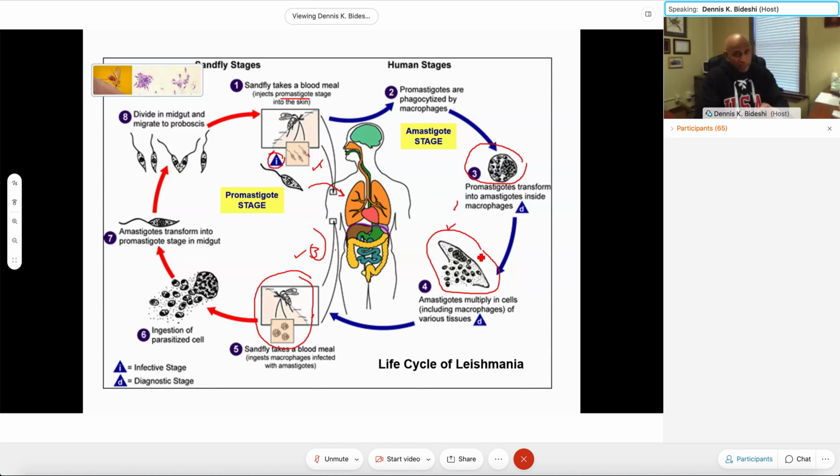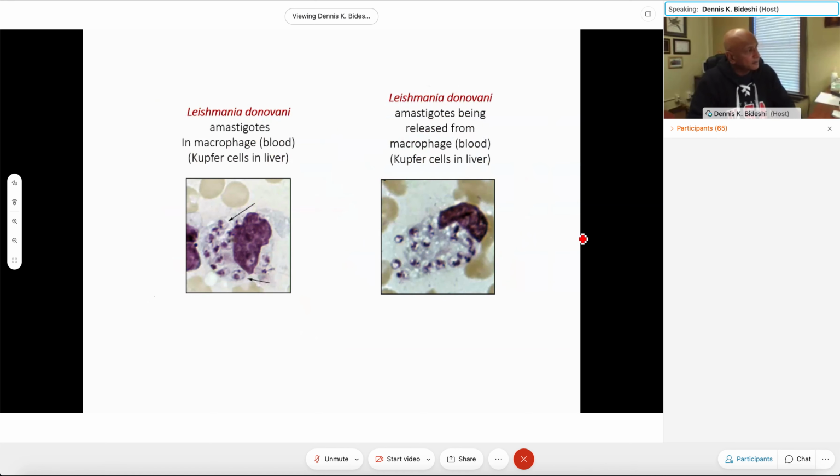Promastigote, infective stage. You can actually do a little diagram for yourself as we go through this and you start studying for this exam that's going to come up. This is going to be part of your final, right? I want you to start thinking 2 weeks from now. You'll be taking an exam, and this is what it looks like, all right, for these parasites. Promastigote infectious stage, diagnostic stage is amastigote, and the vector, of course, is the sandfly.